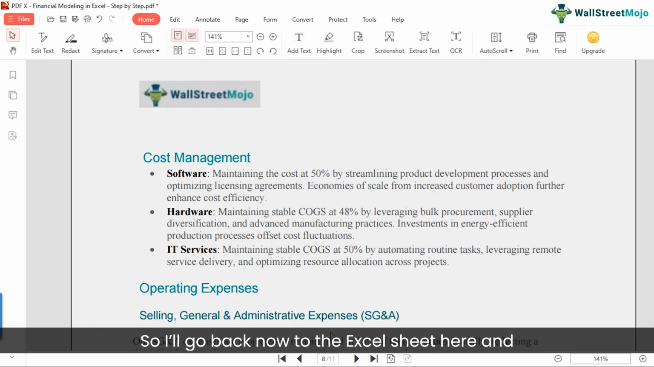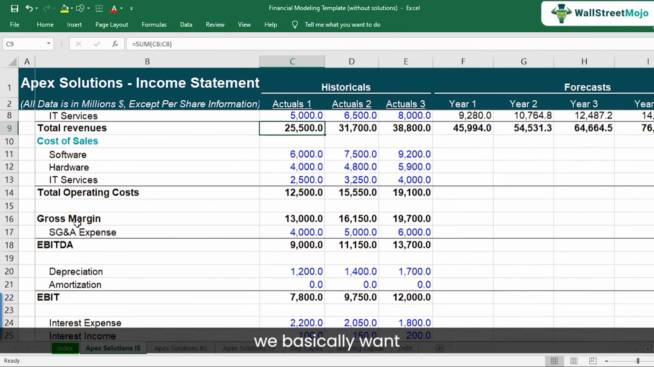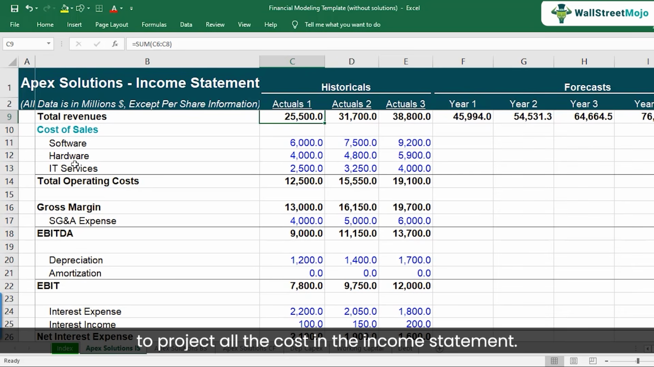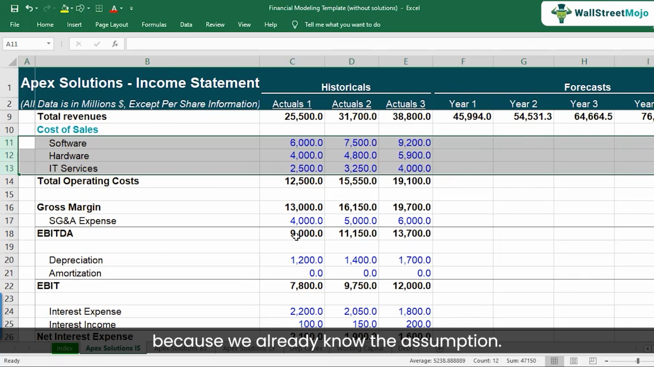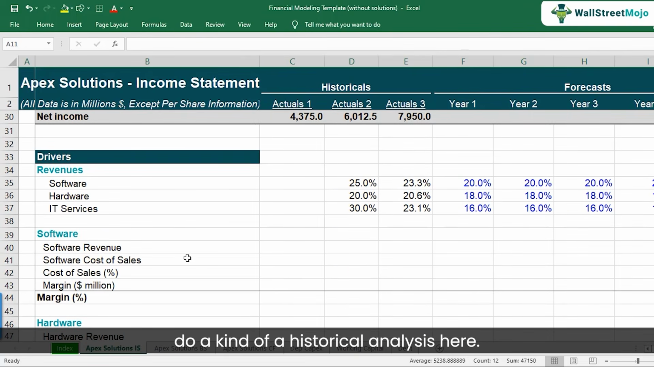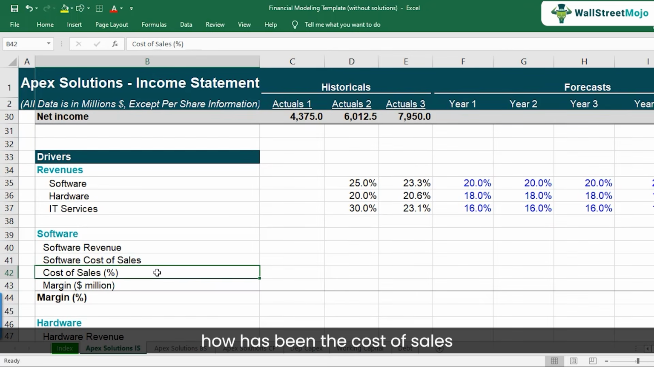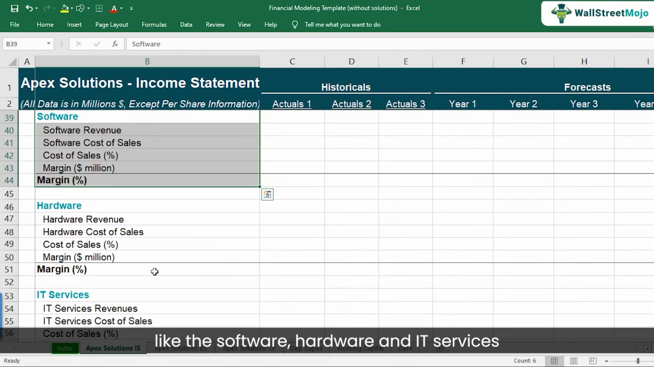Okay. So I'll go back now to the Excel sheet here, and we basically want to project all the costs in the income statement. So we'll get started with cost of sales for these 3 because we already know the assumption. So first thing first is we'll do a kind of a historical analysis here. We'll try to figure out how has been the cost of sales as a percentage of revenue for each of these segments, like the software, hardware, and IT services.